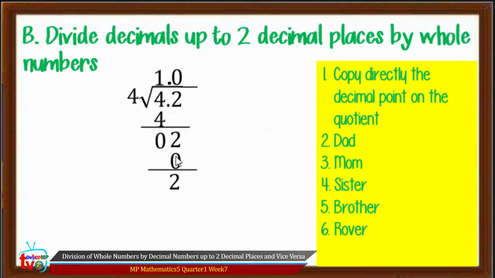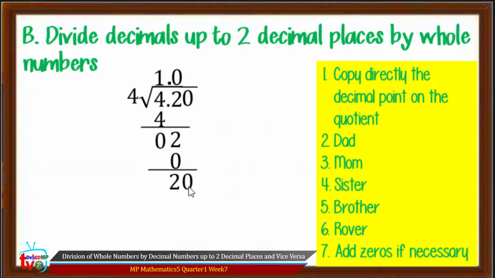Will we end there? Of course not. We need to add zeros in the dividend if it is necessary. So, let's add 0 there. And then, we bring it down. So, 2 will become 20.